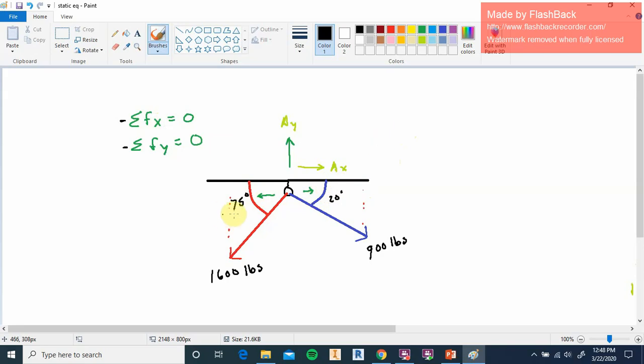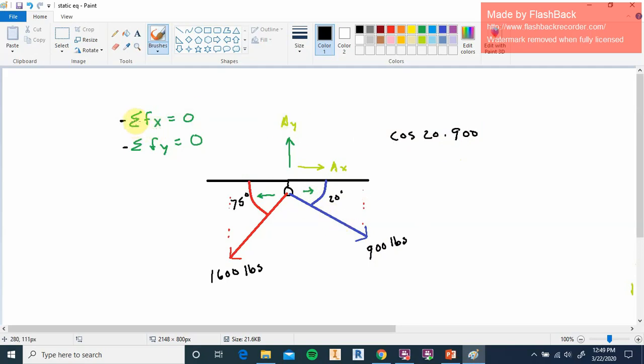So I'm actually going to start with the blue one here, the blue vector. We're going to take the cosine of 20 times the magnitude, right? So times the hypotenuse, which would be 900. Okay, so the cosine of 20 times 900 is the X component for this vector here.